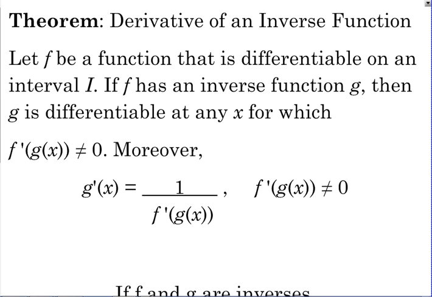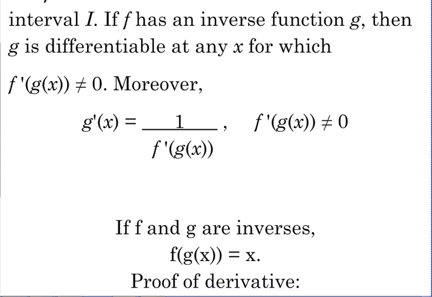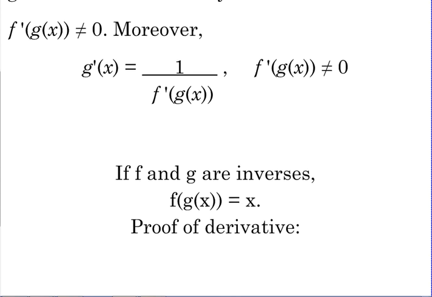So g is the inverse function. The derivative of g, the derivative of the inverse, is equal to 1 over f prime of g of x, as long as f prime of g of x is not equal to 0, because obviously we're not allowed to divide by 0. Now, you're probably wondering, well, where on earth did that come from? Well, let's look at part of the definition of inverse functions.